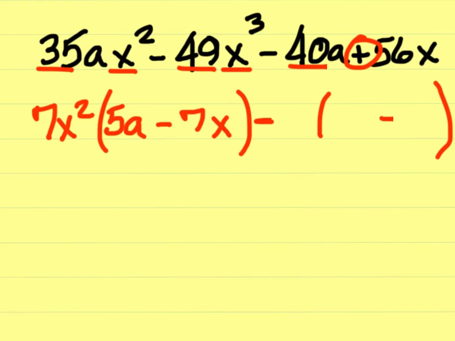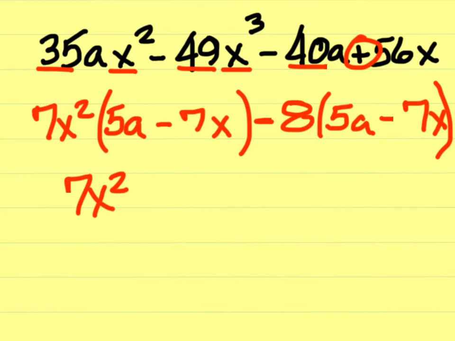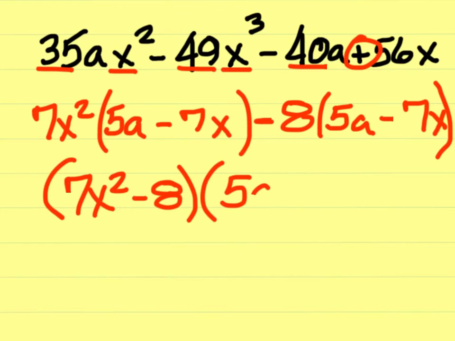You can take out an 8 from both of those, but just an 8, and be left with 5a and then minus 7x. So you'll have a final answer of 7x squared minus 8 in one quantity and 5a minus 7x in the other.